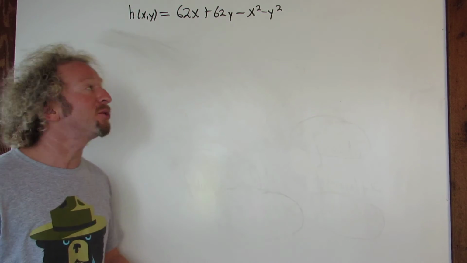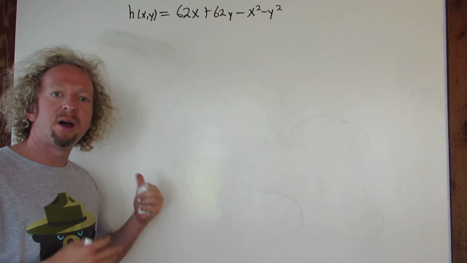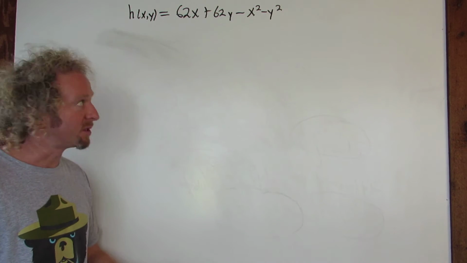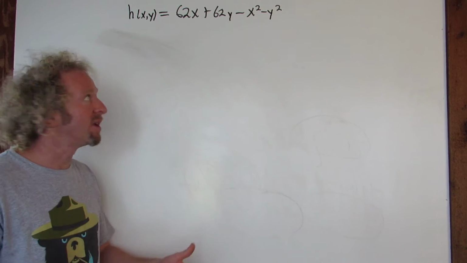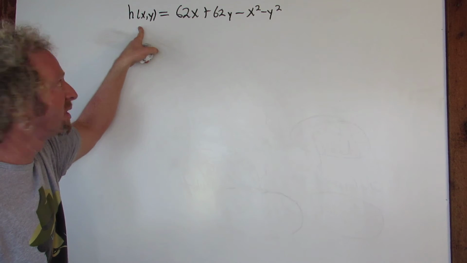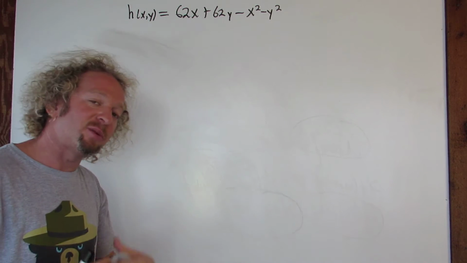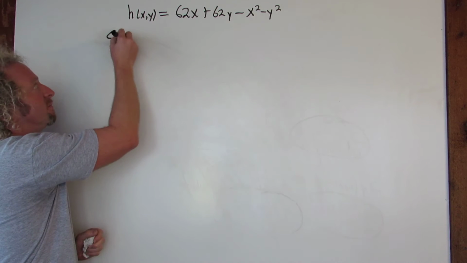Hey everyone, so in this video we're going to find the relative extrema of this multivariable function. So step one is to find the critical points. To do that, you start by taking the partial derivatives with respect to x and y, and you set them both equal to 0.